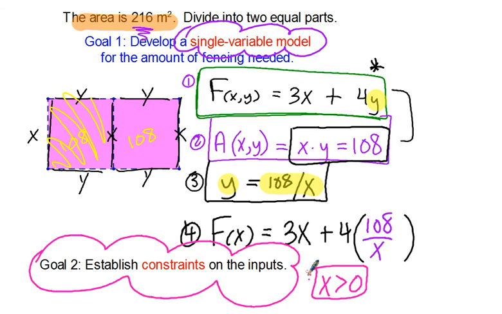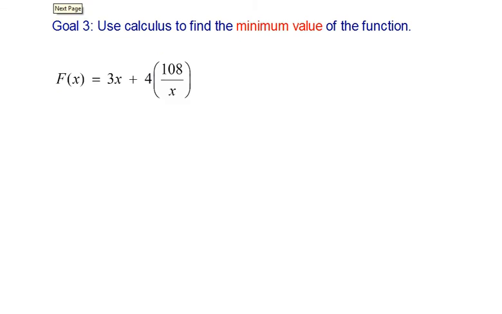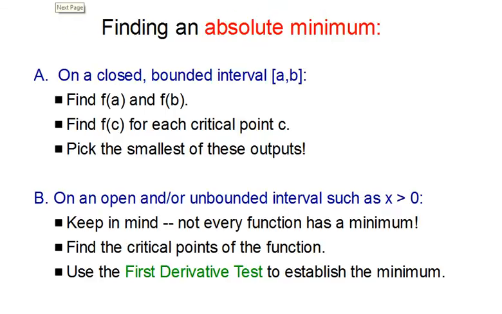Okay, with that, we're ready to move towards the goal of finding the optimal fencing arrangement, meaning what's the least amount of fencing that we can get away with. And so that would be a question of calculus. All right, now let's review strategies that we've learned for finding the minimum value of a function in general.